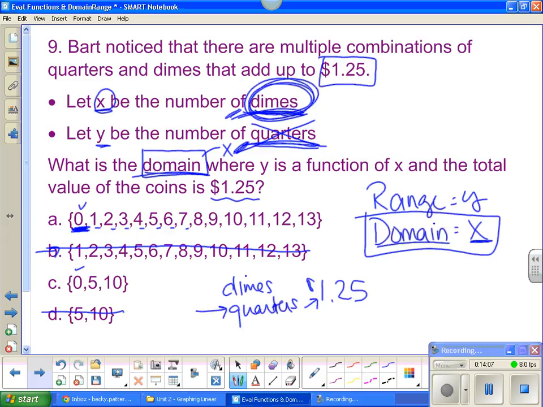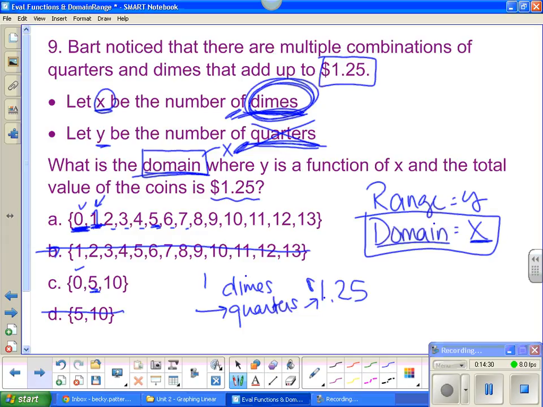Now, between A and C, they both have a 5. So I don't need to test 5. What I need to do is test the 1. Okay, well, think about what this number represents. This represents the number of dimes. So if I have 1 dime, can I get to $1.25 if the rest is quarters?